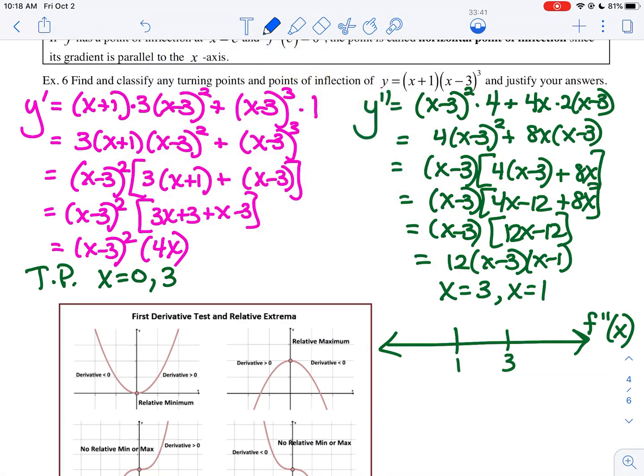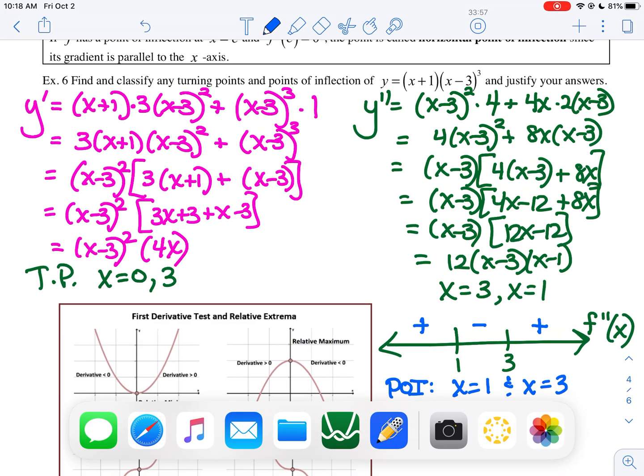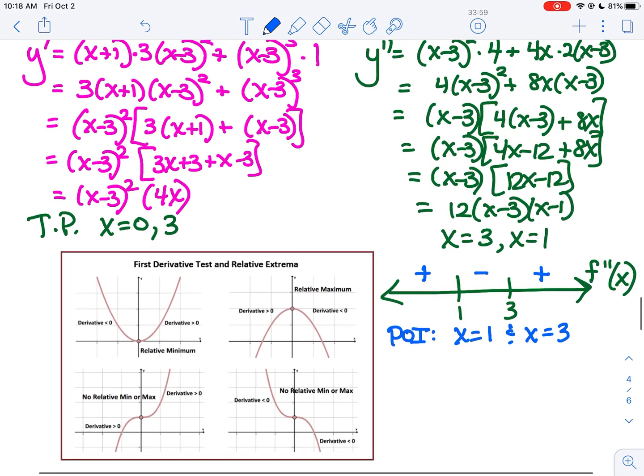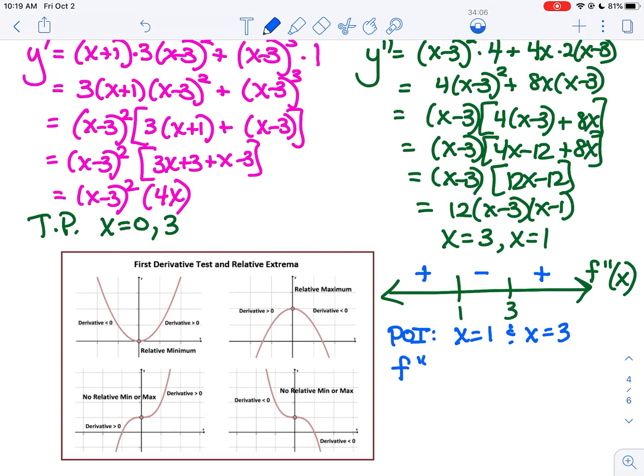All right, so if I plug in 3, that's a positive. If I plug in 2, that's a negative. If I plug in 0, that's a positive. So I have a point of inflection at x is 1 and x is 3. Now what I can do is also use the second derivative on the turning points.